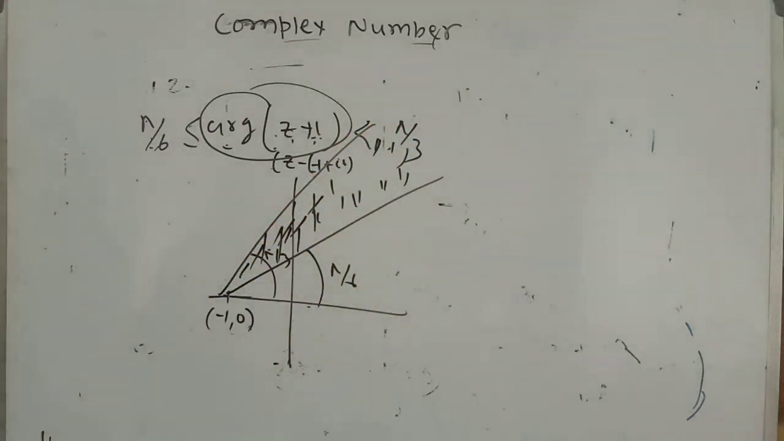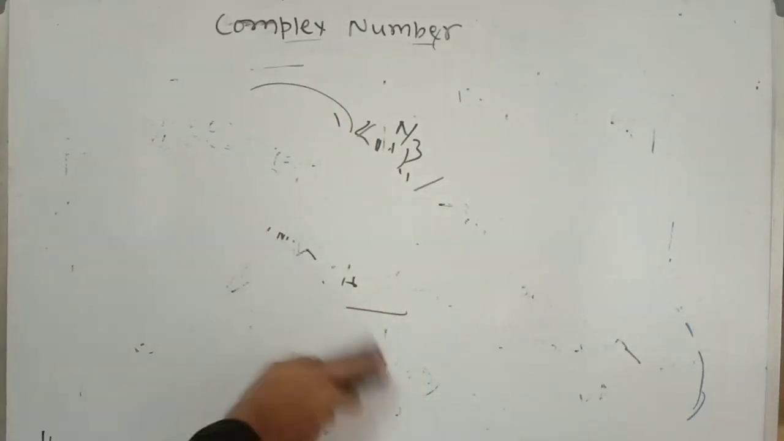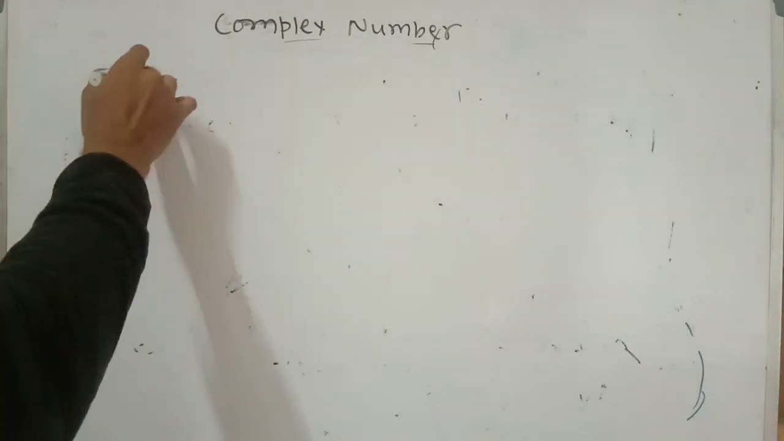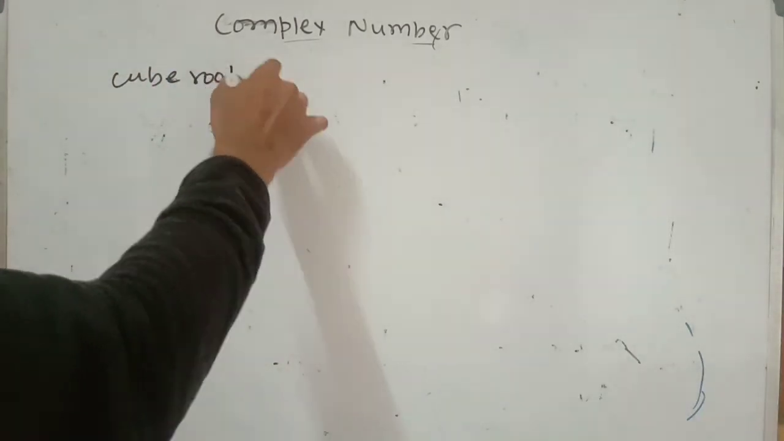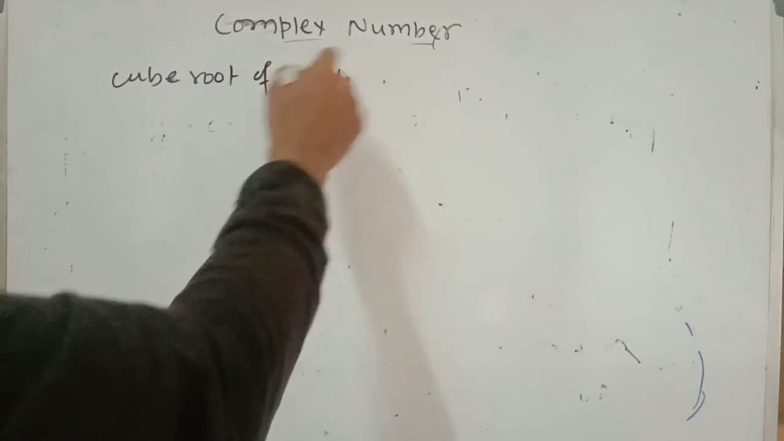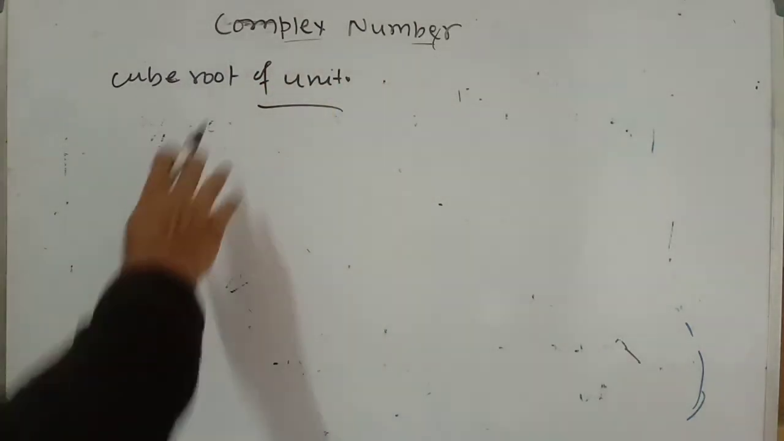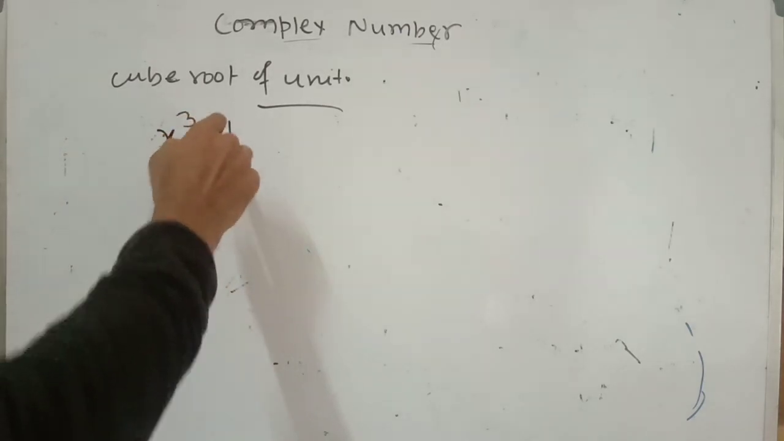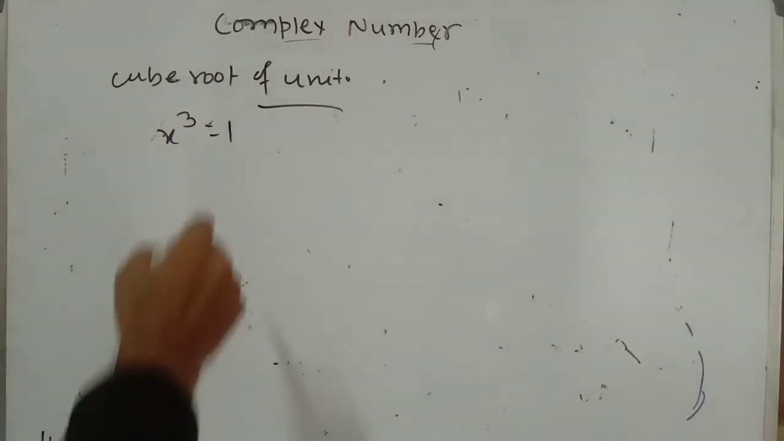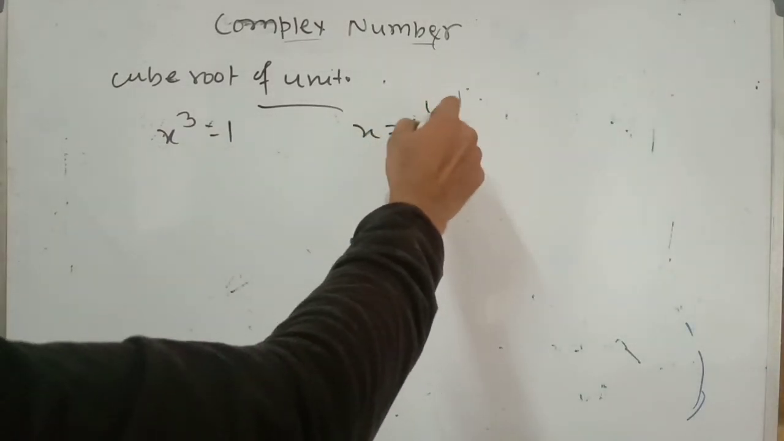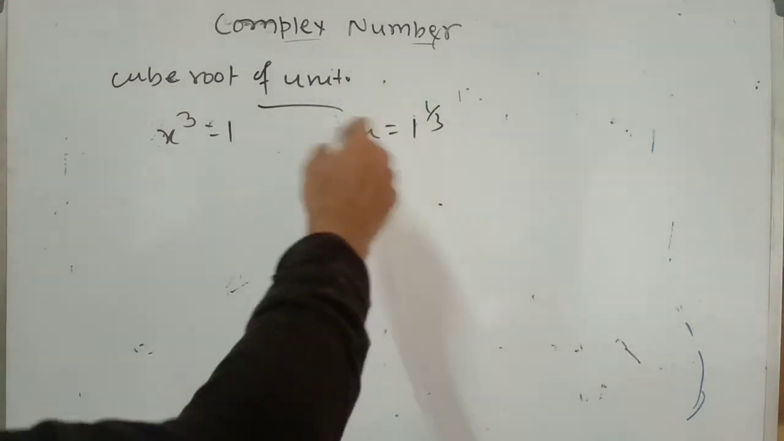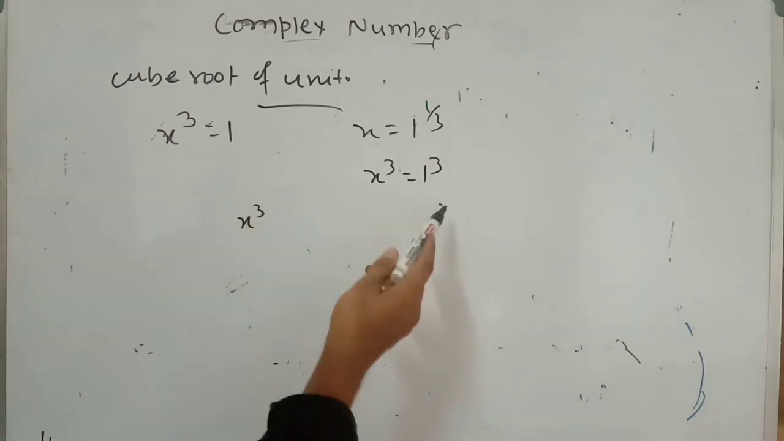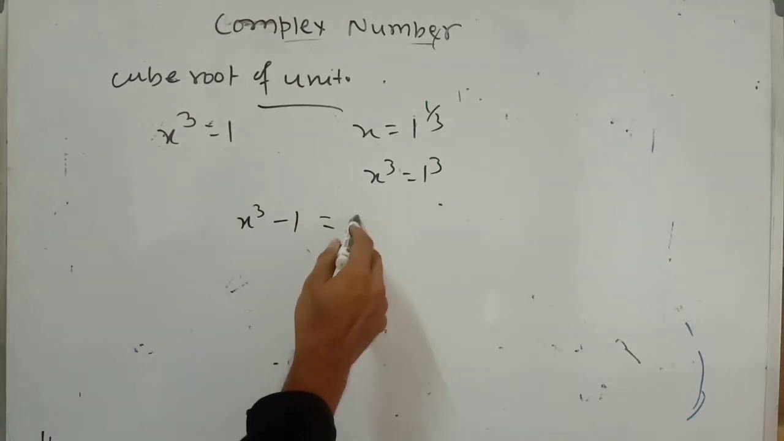Next I am going to discuss the cube root of unity. Let me consider x. You can write x cube equal to 1, that means x equals 1 to the power 1 by 3. So taking the cube on both sides, x cube equals 1 cube, so x cube minus 1 equals 0.